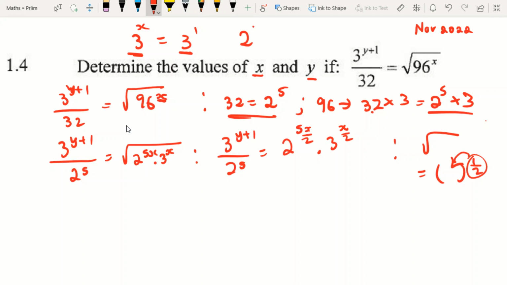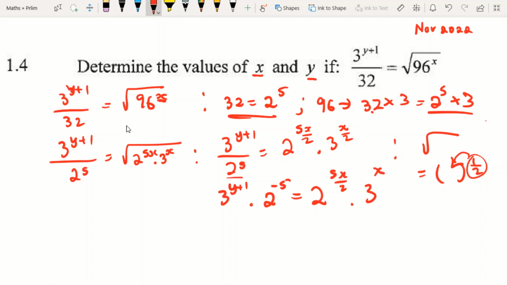We have 2x is equal to 2, right? One base on one side and another base on the other side. That's the whole point. We need to write it like that first for now. So what we have here, let me just write properly, is 3 to the power of y plus 1, multiplied by 2 to the power of minus 5, is equal to 2 to the power of 5x over 2 multiplied by 3 to the power of x over 2.